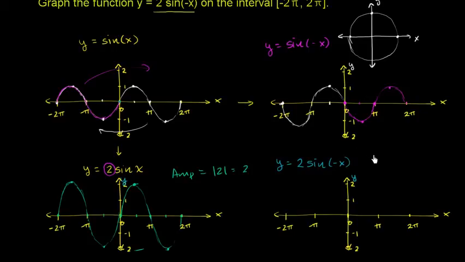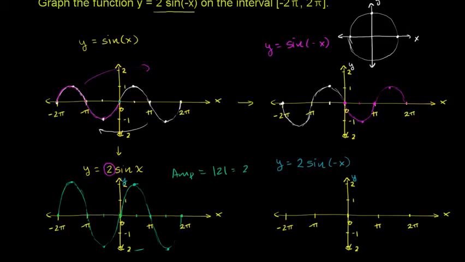So based on everything we've done, how will this look? What are the transformations we would do if we're going from the original sine of x to y is equal to 2 sine of negative x? Well, there's 2 ways you could think about it. You could either take 2 sine of x. So here we multiplied by 2 to get double the amplitude. And you could say, well, I'm going to now flip it over to get the negative sine of x.